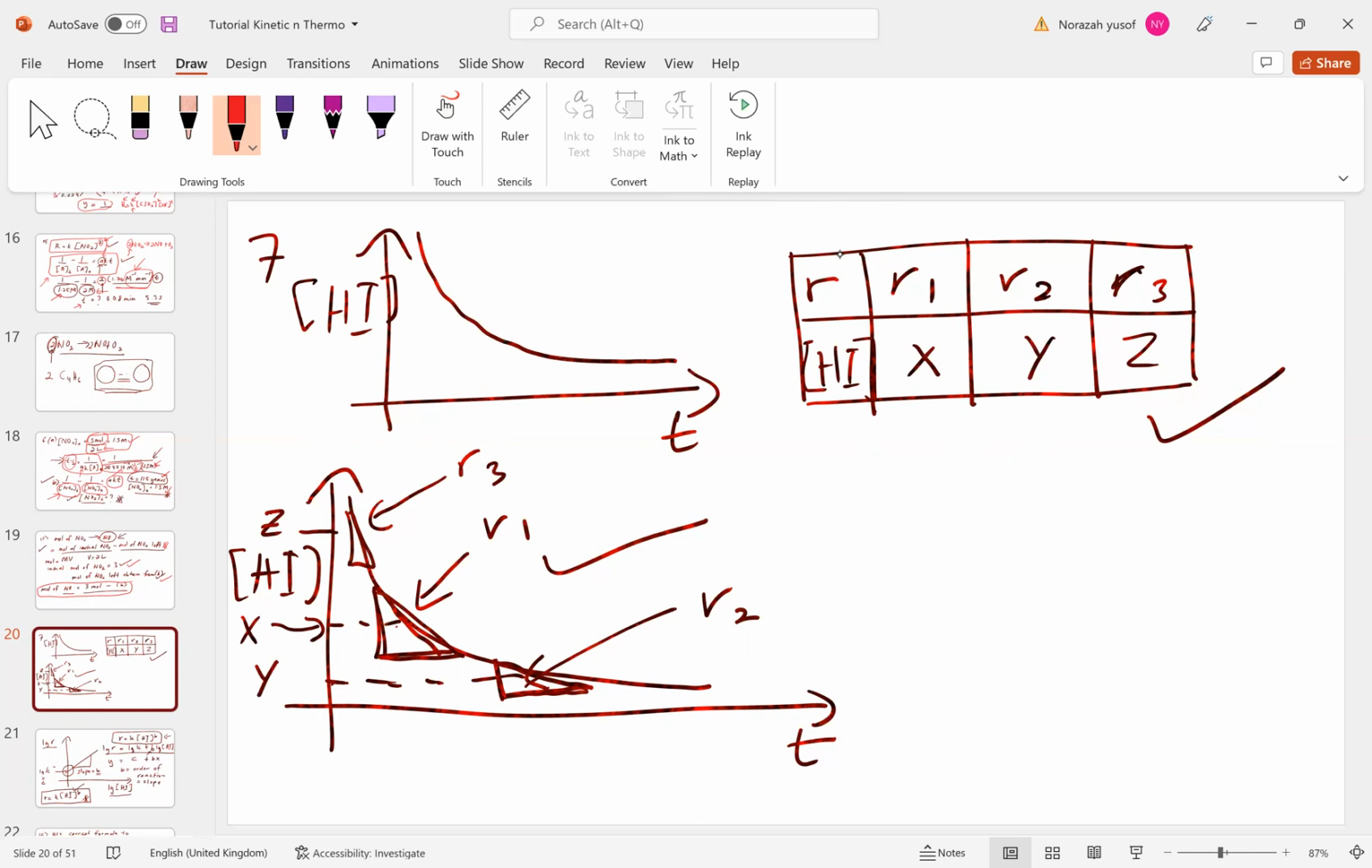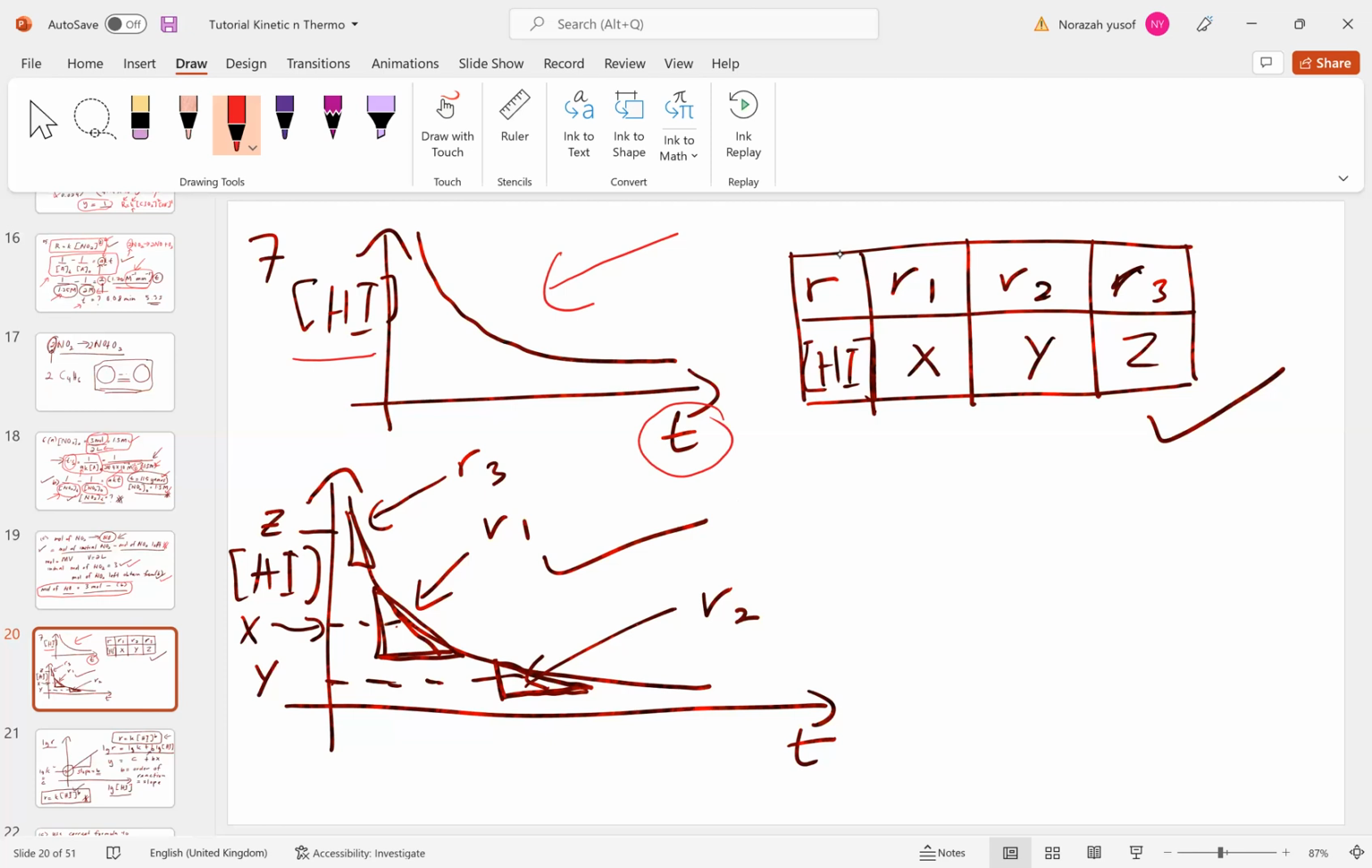Okay. So ini memang susah sikit lah. Tak adalah susah sangat. Cuma dia panggil identification using initial rates. So the first plot should be this one. Concentration of hydrogen iodide ada dalam table tu versus time. Time pun ada. Okay, dapat dah. Okay, the first plot macam tu.